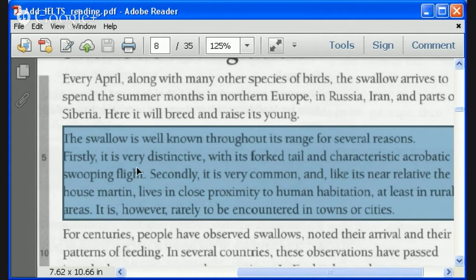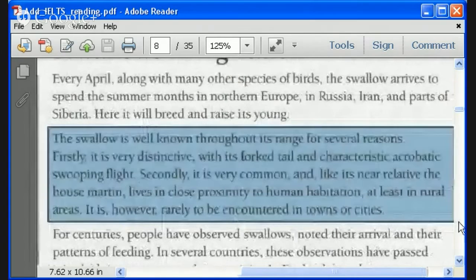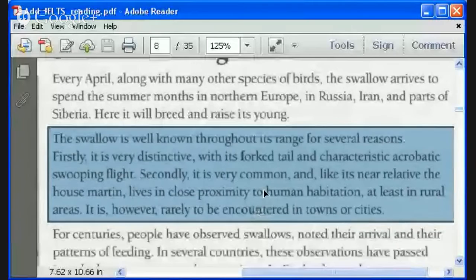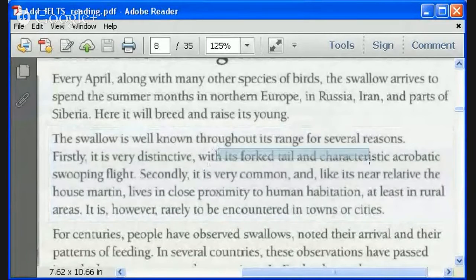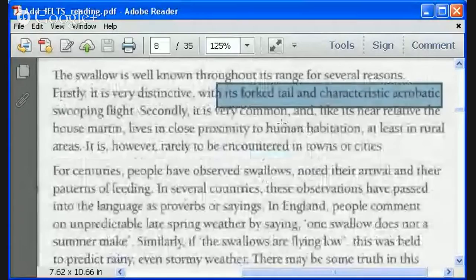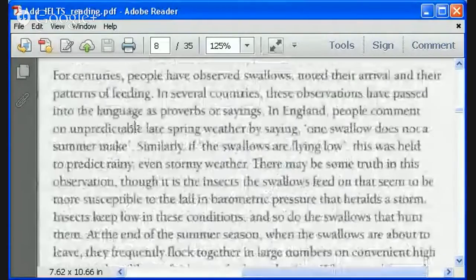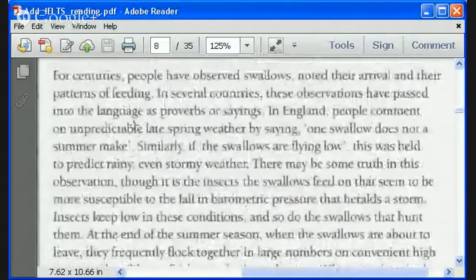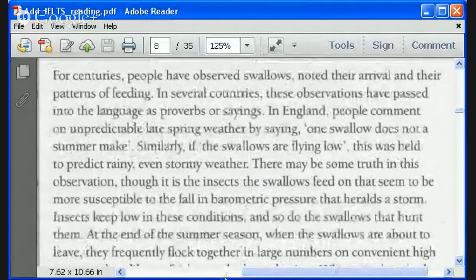About swallow. Swallow is a very famous migrant bird, and the kind of activity of swallow. Activity. Okay, I would actually say this first paragraph is describing swallow. Swallow description, attributes, whatever. Okay. Next one is a nice long paragraph.